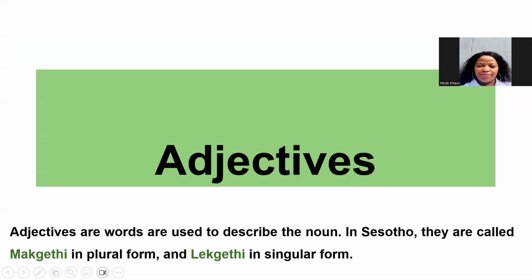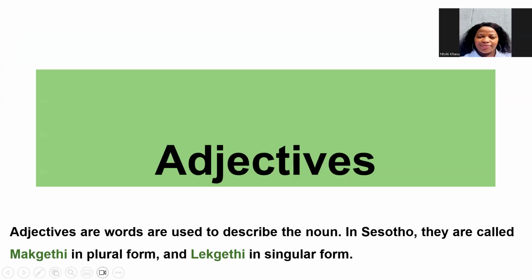Now, ha re shebeng maetsi a rona in more detail. Let's have a more detailed look into the adjectives. In Sesotho, adjectives, just like in English, are words used to describe the noun. In the plural form, we refer to them as makgethi, and in the singular form, we call it lekgethi. Once it's more than one, it's already plural, so ke makgethi. In singular form, it's ke lekgethi.